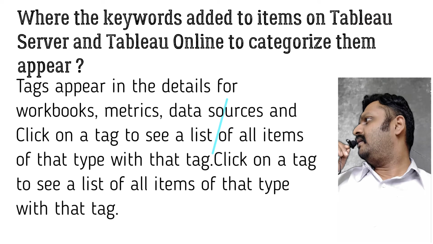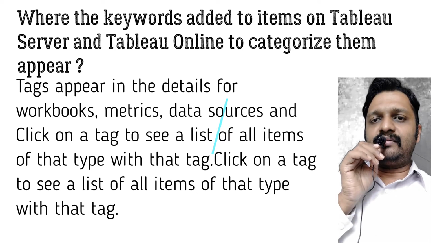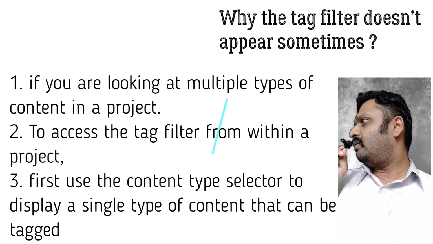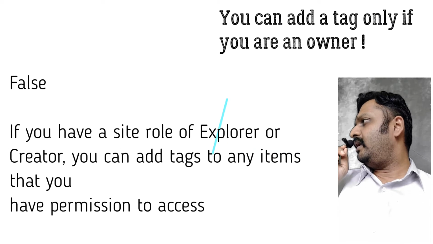Next question. Where do the keywords added to an item on Tableau Server and Tableau Online to categorize them appear? Tags appear in the details of the workbooks, metrics, data sources and flows. Click on a tag to see a list of all items tagged with that tag. Next question. The tag filter doesn't appear if you are looking at multiple types of content projects.